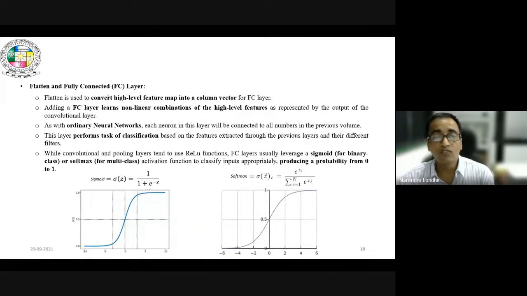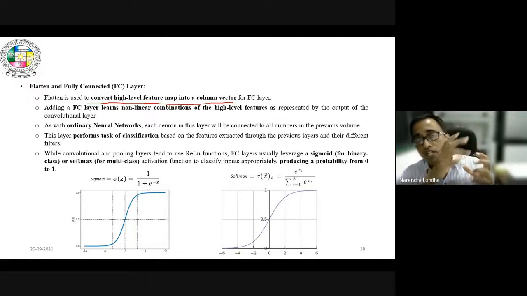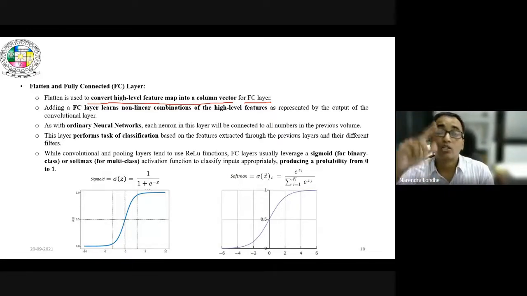Then flatten and the fully connected layer. This is very important; at the end of the network, you will find these layers. What is the purpose of the flatten layer? It converts the high-level feature map, the 2-dimensional data, into a column vector for the fully connected layer. A fully connected layer is just like you have seen in neural networks, where every neuron is connected to the neurons in another layer.